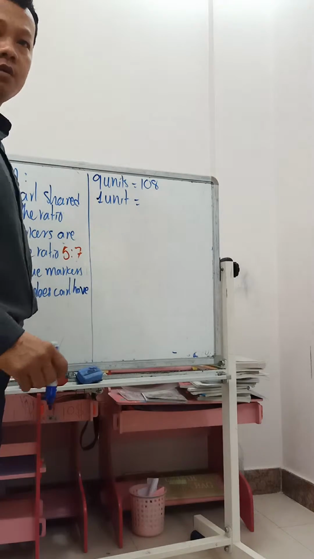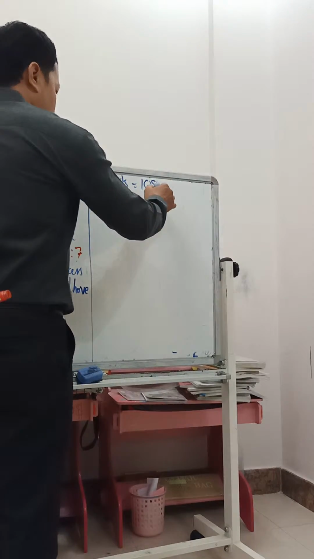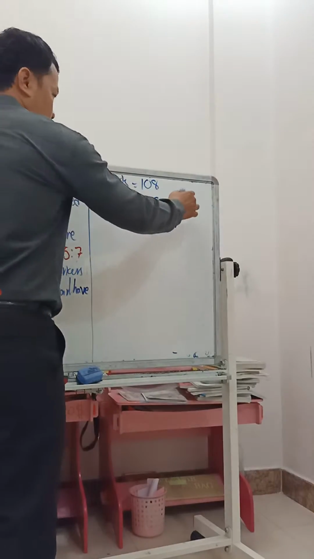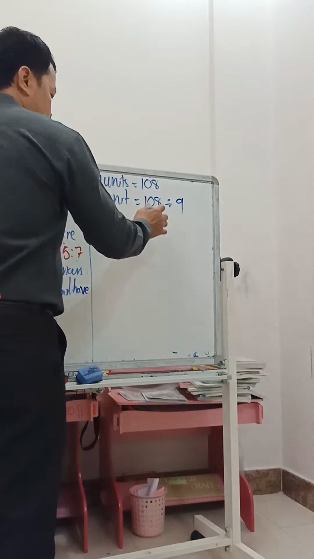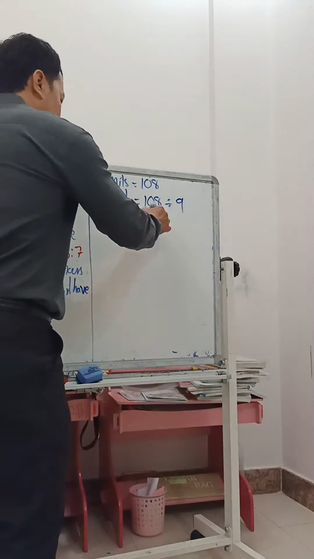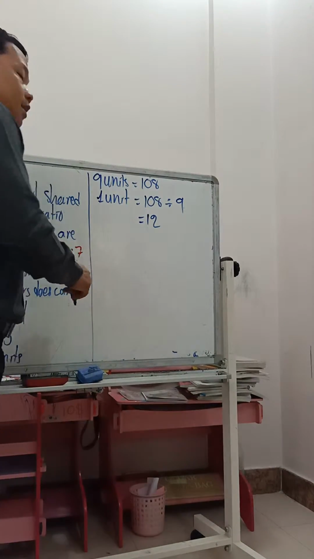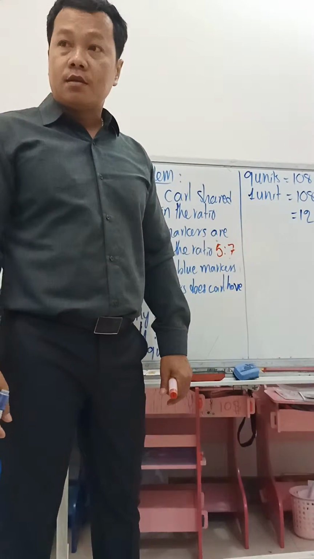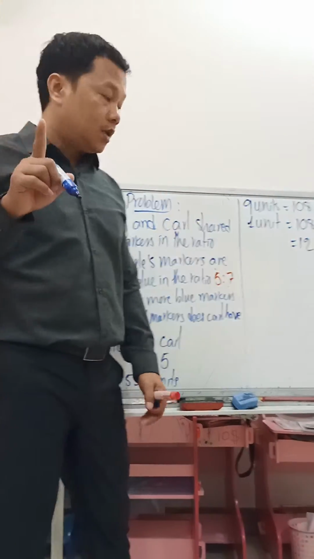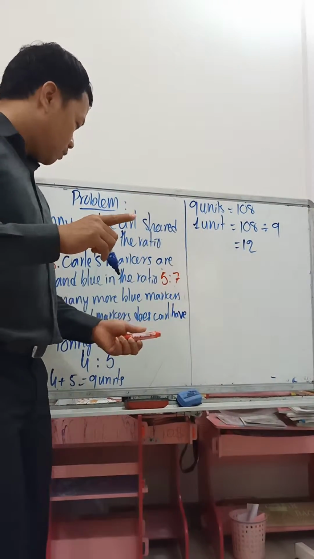108 divided by 9 equals 12. 108 divided by 9 equals 12. Got it? So 1 unit equals 12. And look at what the question is.